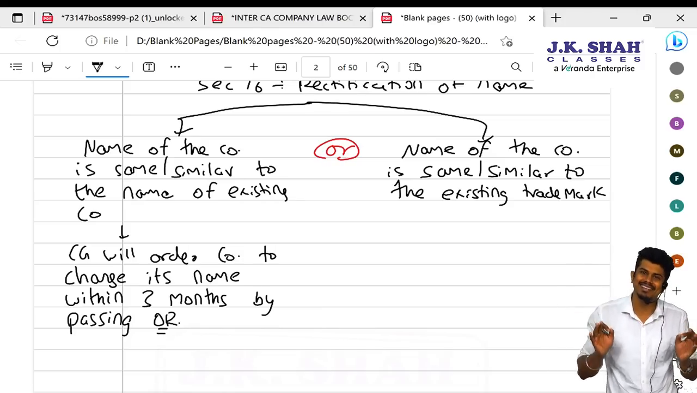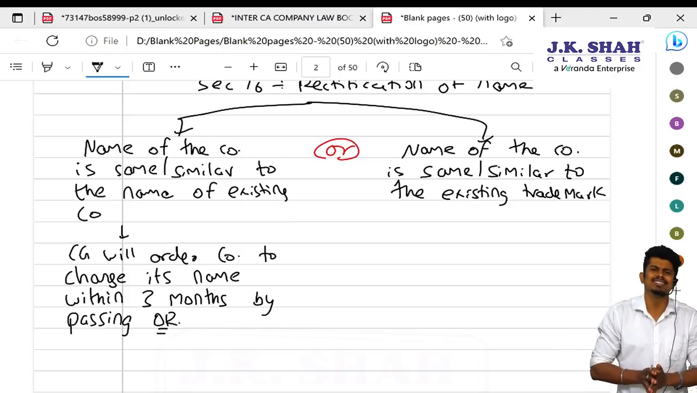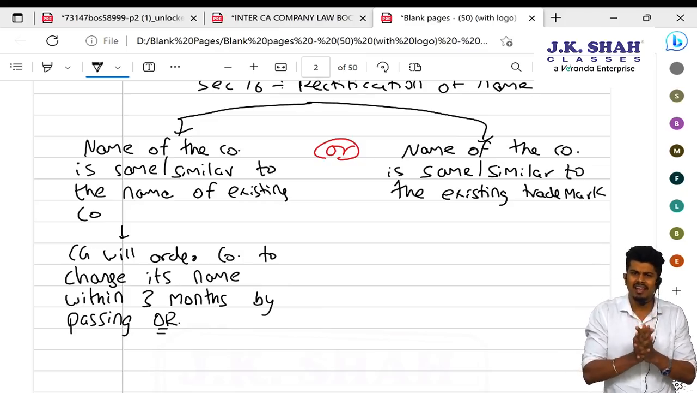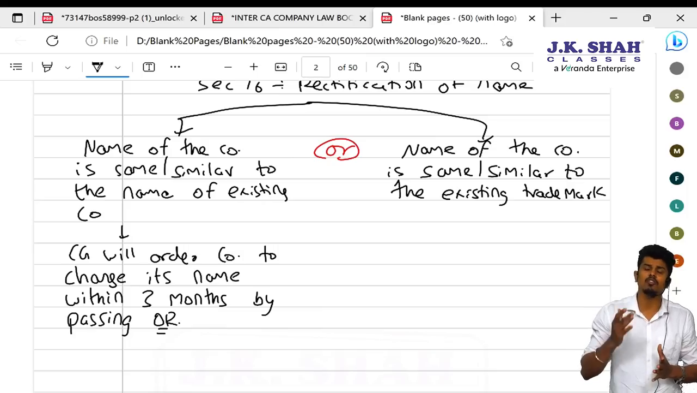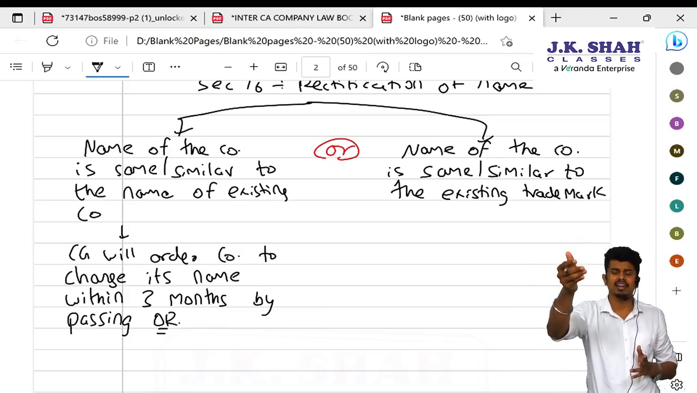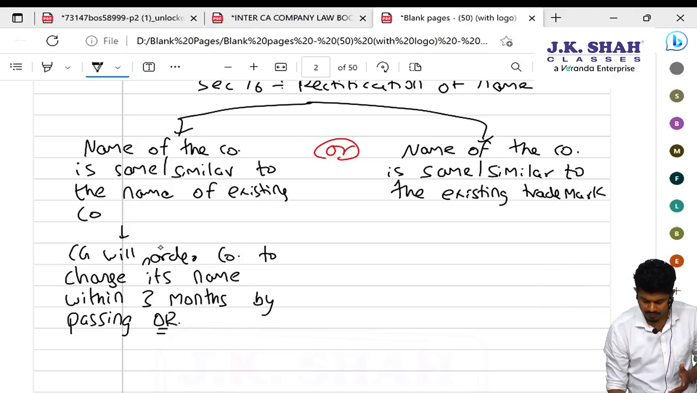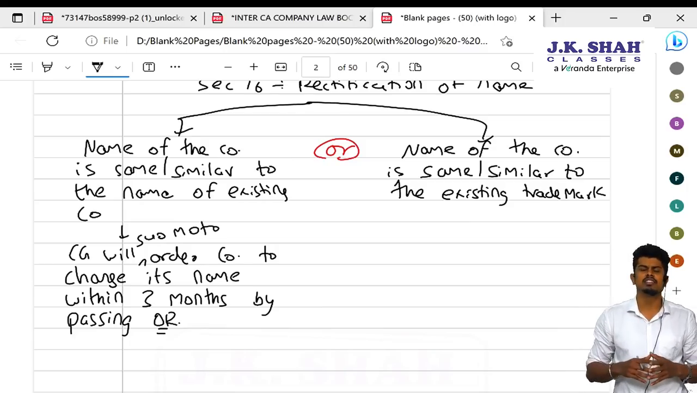So, very simple. If my company is registered with a name which is same or similar to the name of an existing company, now this can be a clerical error, this can be through inadvertence, there can be any situation which can lead to this circumstance. So if the name of my company is similar to the name of an existing company, then central government will suo motu, that is on its own, order the company to change its name within how many months? 3 months.